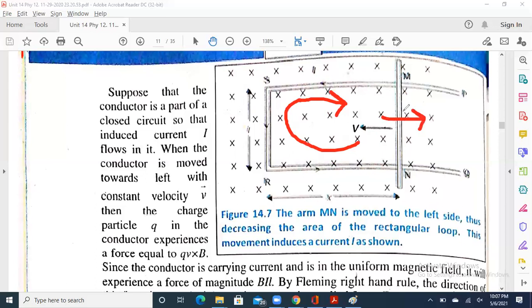When it is moving from left to the right, the current will be moving in the clockwise direction, while when it is moving from right to left, the current will be moving in the anti-clockwise direction. But the condition is that there must be a magnetic field. This whole system must be kept inside a magnetic field, in between a magnetic field. Then you will be able to do it.